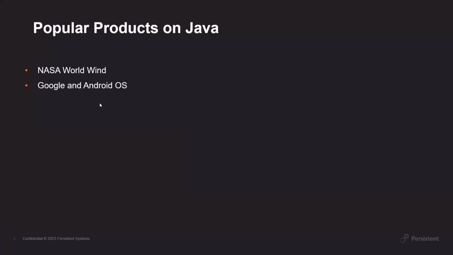Next one is Google and Android OS. As many of you know, Google uses Java for many of its products, mainly backend programming, but also for user interface development. For example, Google Docs, which is similar to Microsoft Word, is developed mostly using Java. And Android OS itself originates from the Java Virtual Machine. That means Android OS runs on the JVM.